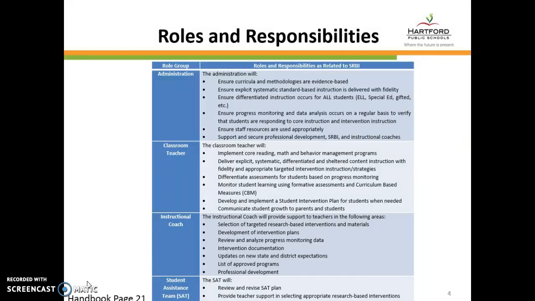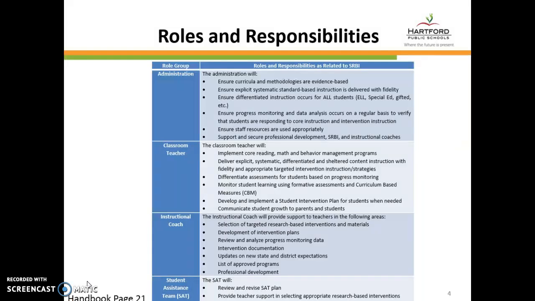Administration has a key role in the structure of SRBI. They need to ensure that the curricula and methodologies are evidence-based. They need to support explicit, systematic, standards-based instruction to be delivered with fidelity. They also need to have a good handle on the differentiated instruction that needs to occur for all students, which would include our English language learners, special ed students, gifted and talented, etc.